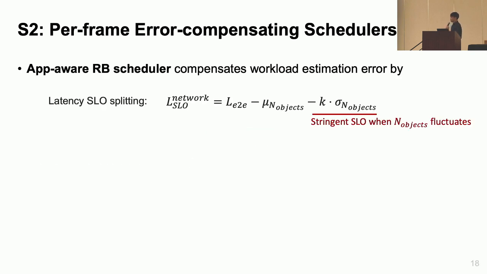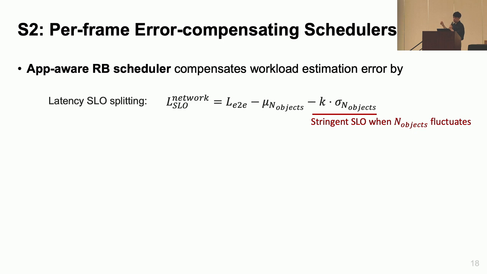Moving on, once we have selected the bitrate and DNN over the next group of pictures, we need to allocate the RB and GPU resources to stream the video and finish the DNN inference within the frame latency deadline. As I mentioned before, the latency prediction is error-prone, so there can be no perfect estimation here. To compensate for the errors, we designed two per-frame schedulers that have mutual error compensation properties.